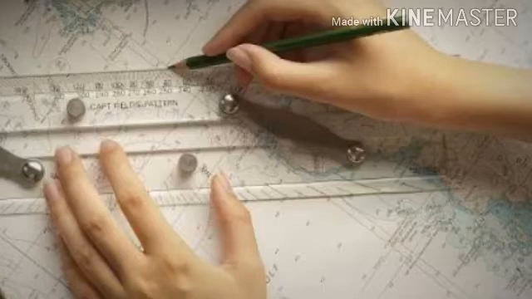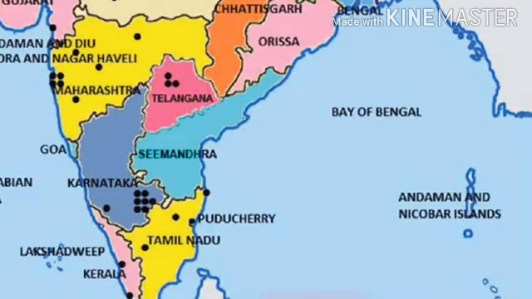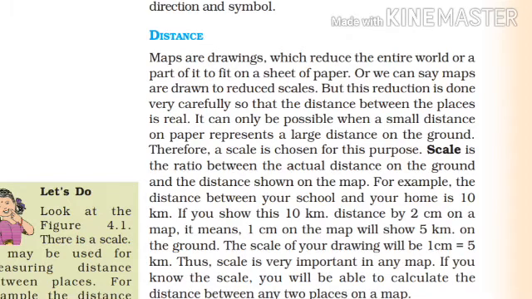When the distance between any two places on a map is measured along a straight line, it is called the map distance. What is it called? It is called map distance. You will be asked this question. When the distance between any two places on a map is measured along a straight line, it is called the map distance. Okay? Have you understood?